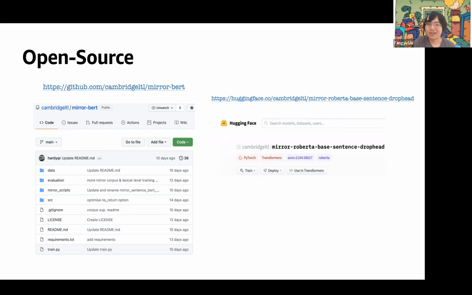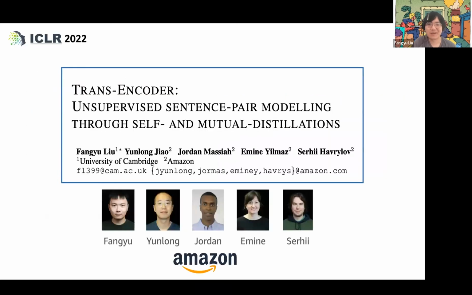I will jump to the next work, and I hope that answered your question. The second work is called Trans-Encoder: Unsupervised Sentence-Pair Modelling through Self- and Mutual-Distillations.